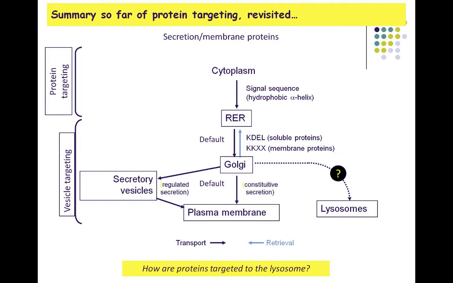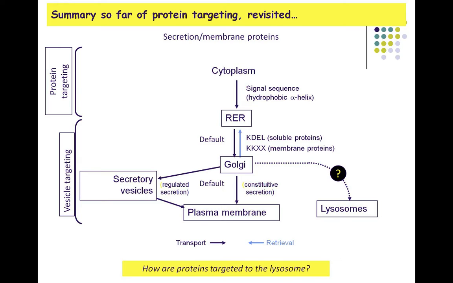Now for the case of soluble proteins, the KDEL sequence is recognized as a signature, so that if ever there are proteins for the ER that are accidentally spilling to the Golgi and towards the secretory pathway, they will be returned. That is for soluble proteins. For the embedded proteins, the membrane proteins, the KKXX motif is recognized.